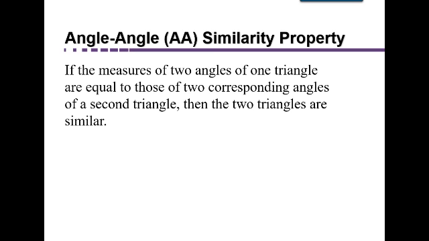So how do we know if two triangles are similar? What's the minimum amount of information we would need? So angle is how you would know. If the measures of two angles of one triangle are equal to those two of the other triangle, then the two triangles are similar.